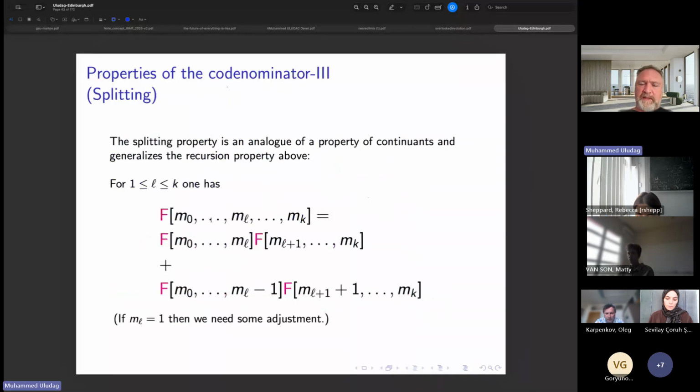And we have a generalization of the previous formula, which I call the splitting rule. The codenominator of this continued fraction can be split. If we split, then this equals this first piece multiplied by the second piece, but this is not enough. We have to add this product as well.